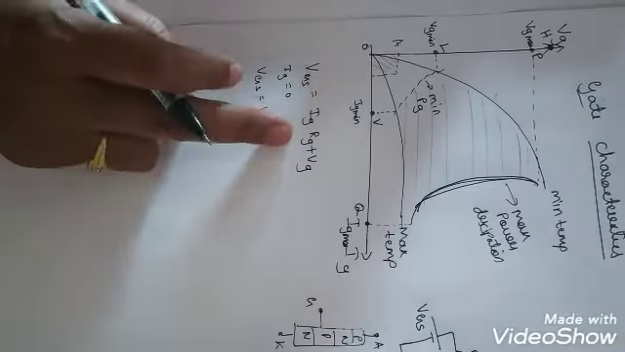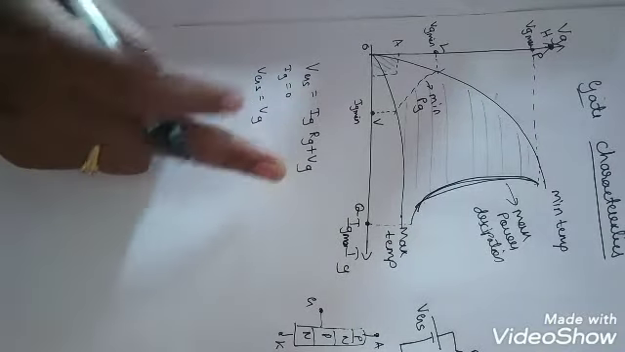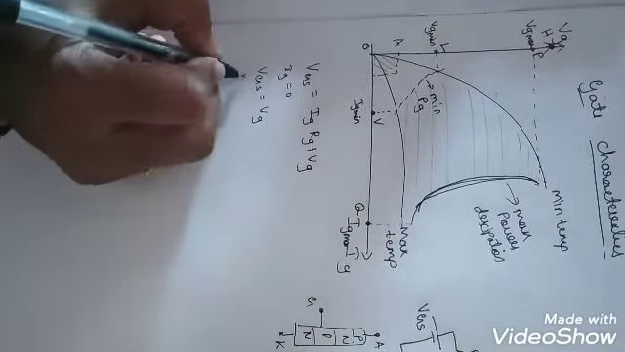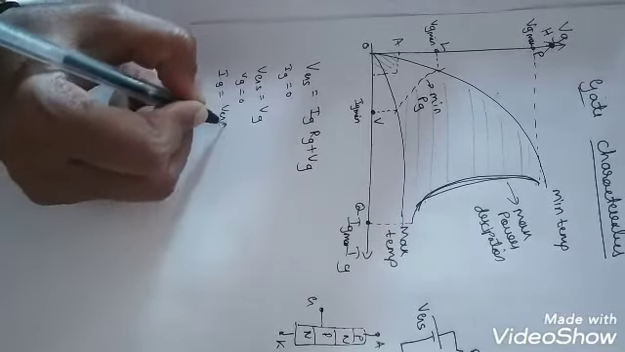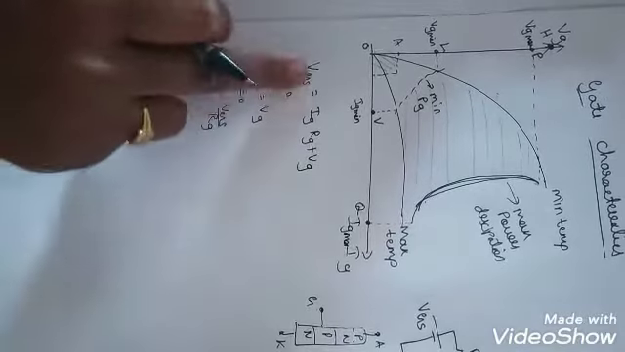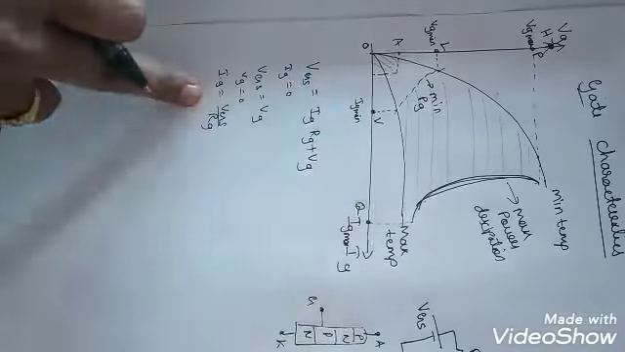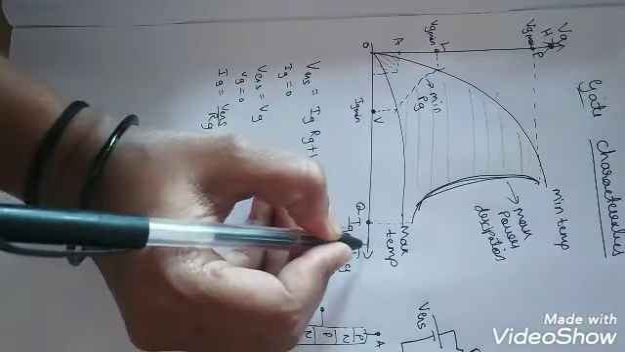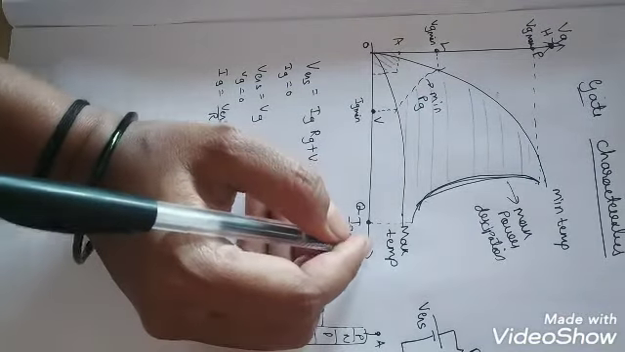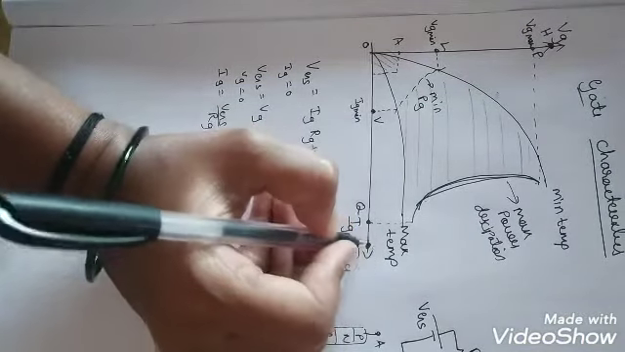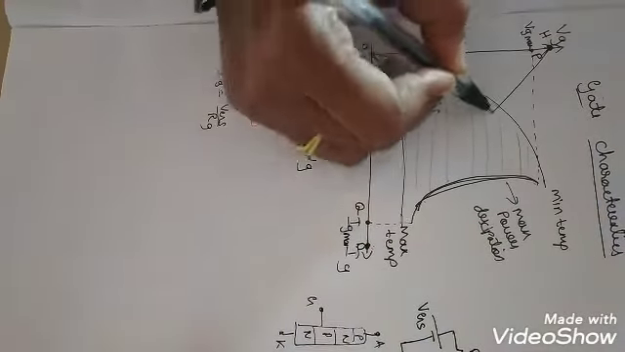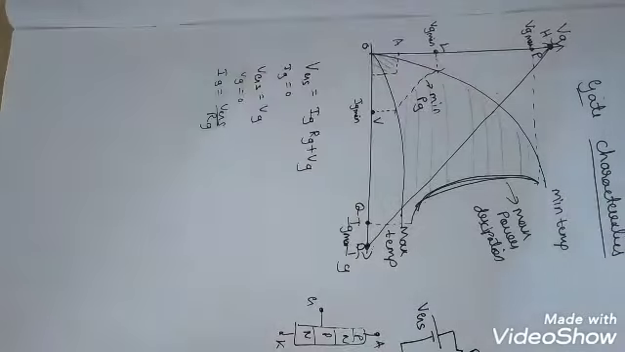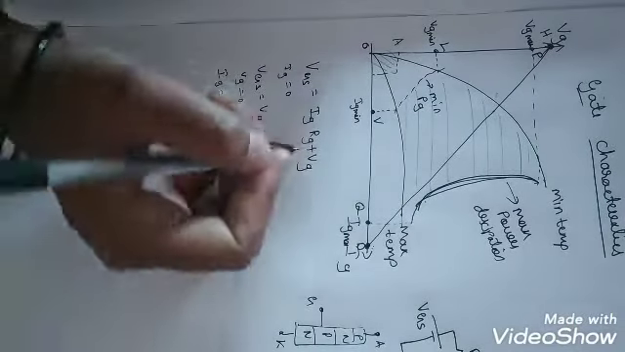Now, if you put VG equal to 0 in the above equation, then IG is equal to VGS by RG. So that point will come around here. Call this as a point D. If we join these two lines, that will be the load line for the particular SCR. So this is our load line.